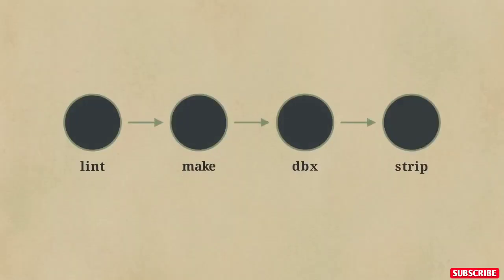This pipeline runs left to right. First, lint performs static analysis to catch syntax errors. Then make automates the compilation. dbx provides source-level debugging. And finally, strip removes the debug symbols to reduce the executable's final file size.